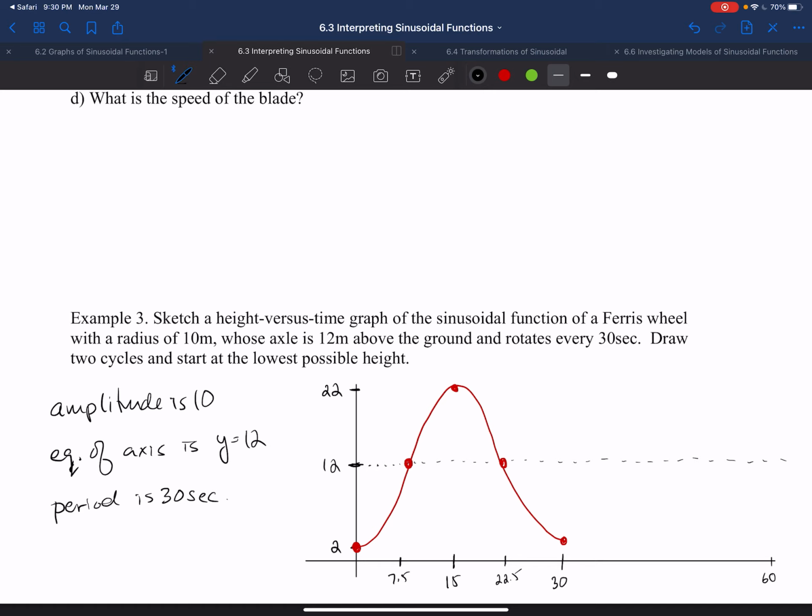And then that would just get repeated again because it's periodic. So that is a sketch of the graph of a Ferris wheel. Okay.